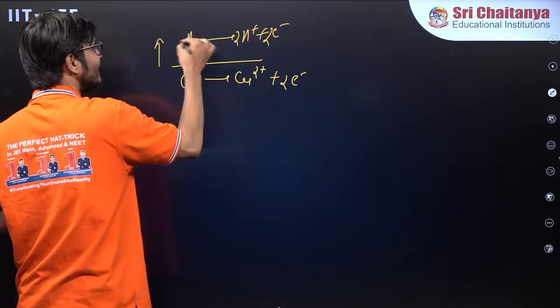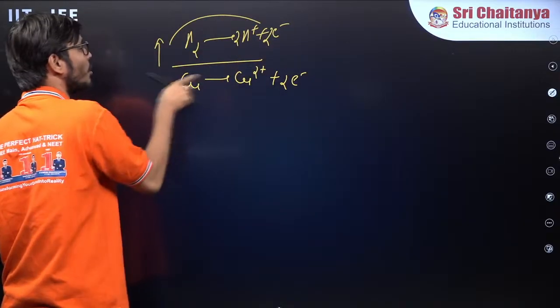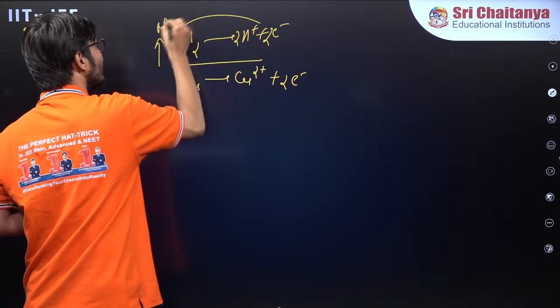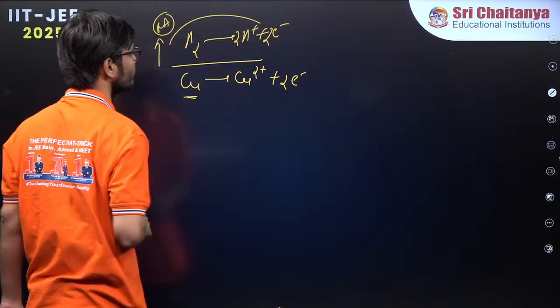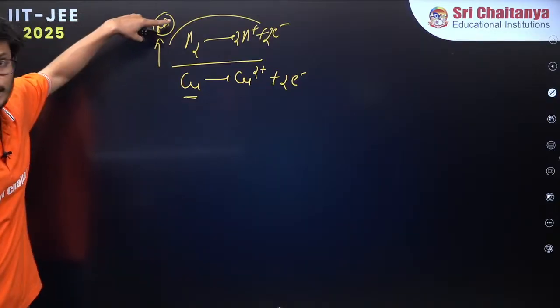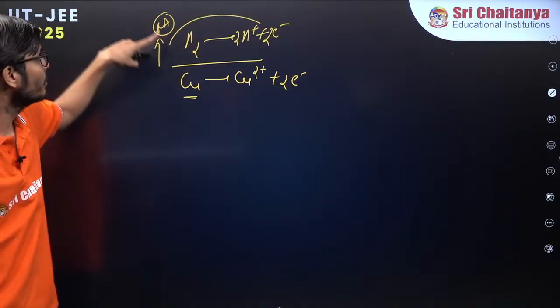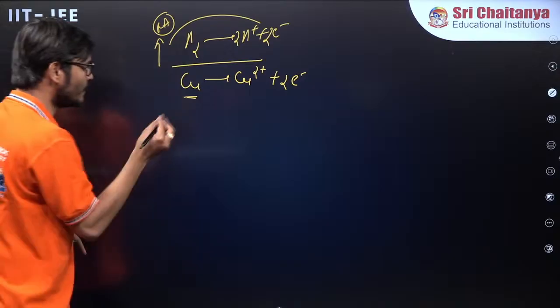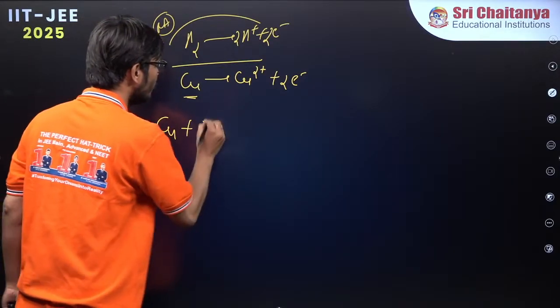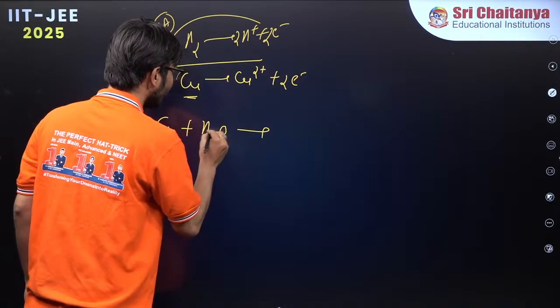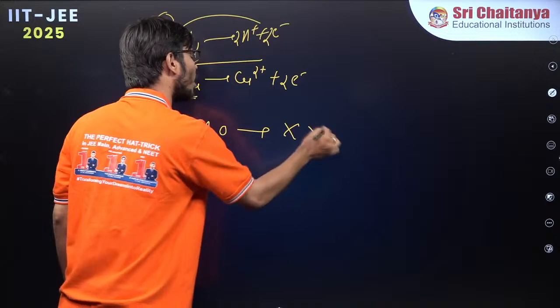That means it can easily lose the electron in comparison to the copper. That means hydrogen is a better reducing agent in comparison to the water. Hydrogen is a better reducing agent in comparison to the copper, right? That means if I write the reaction Cu plus water, are we going to expect the product? No, product will not be formed.